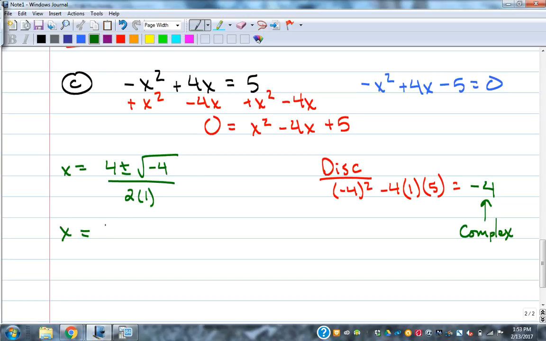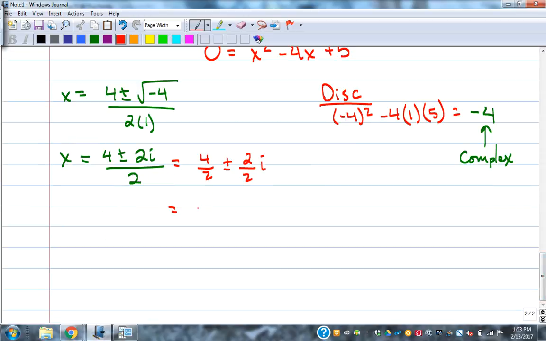And then, so that's 4 plus or minus. What's the square root of negative 4? 2i. Good job. Over 2. And then we think, oh, it's a complex number, so we've got to write it in complex number form, right? So we split them apart. 4 over 2 plus or minus 2 over 2i. And simplify those. 2 plus or minus i.